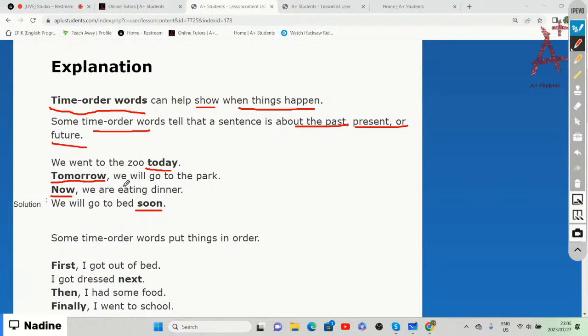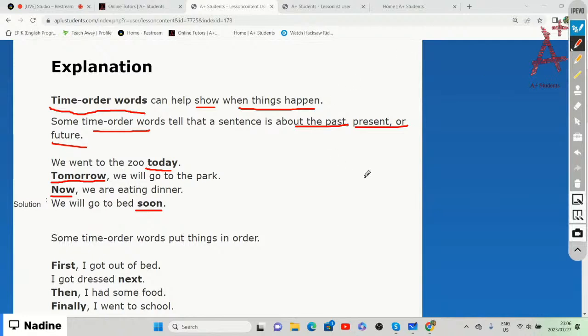Now we are eating, right? When did things happen? It's happening now. And what are you doing? We are eating dinner, right? And we will go to bed soon. So soon indicates when we will be going to bed. So that is what we call time order words.